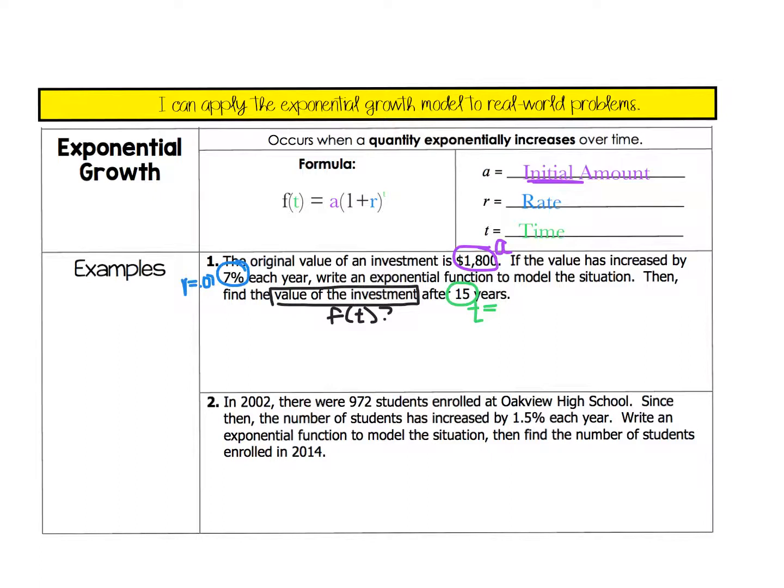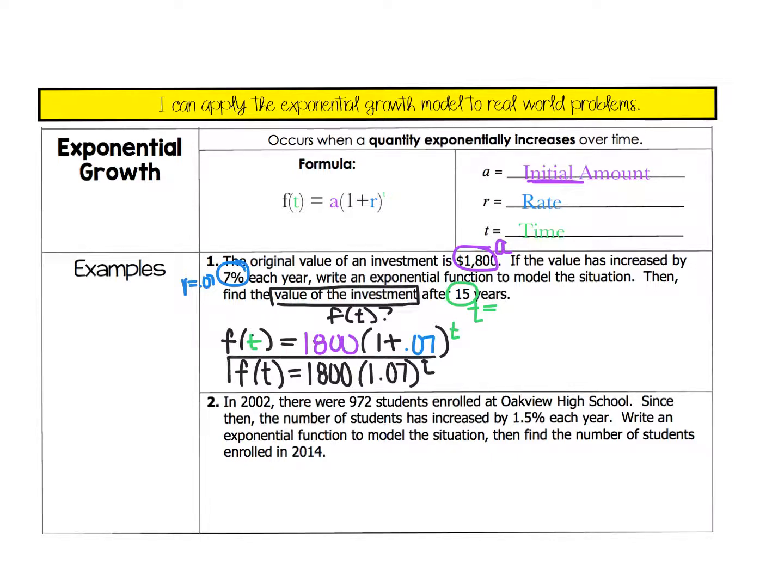So let's start with just writing the equation. I'm going to have f of t, I'm going to go ahead and put it in green, is equal to A, so 1,800 times 1 plus my r, and my r is 0.07. And I'm going to raise that to the t because I'm just writing a general equation first. So that would be my simplified. I could even take it one step further and say f of t equals 1,800 times 1.07 to the t, because I can combine those.